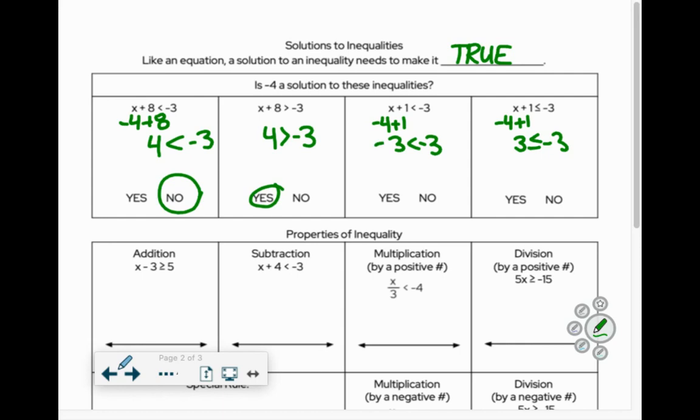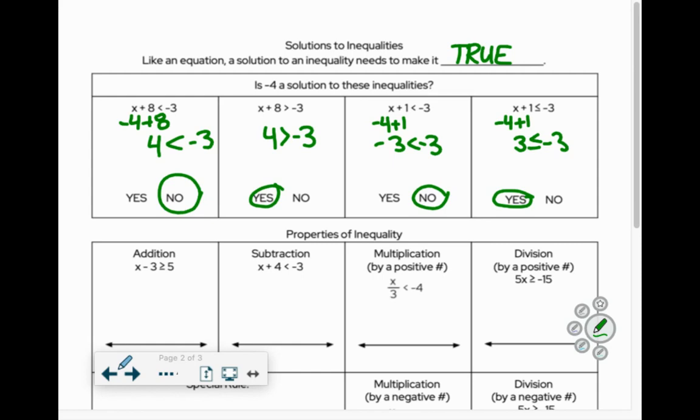-3 is not less than -3. But -3 is less than or equal to -3. So notice how it has to have the little bar underneath if you want them to be the exact same. Otherwise, you have to say no. Fine, get back to your sequence.